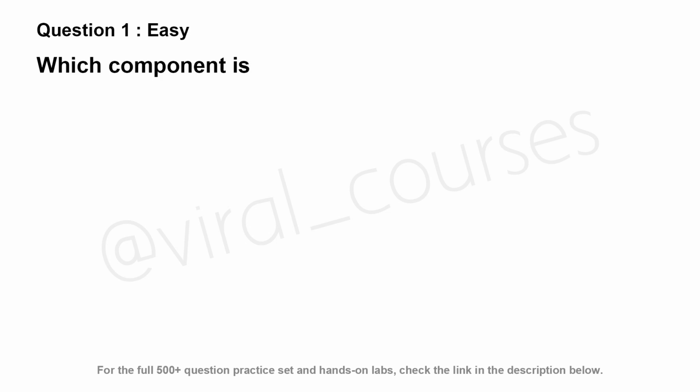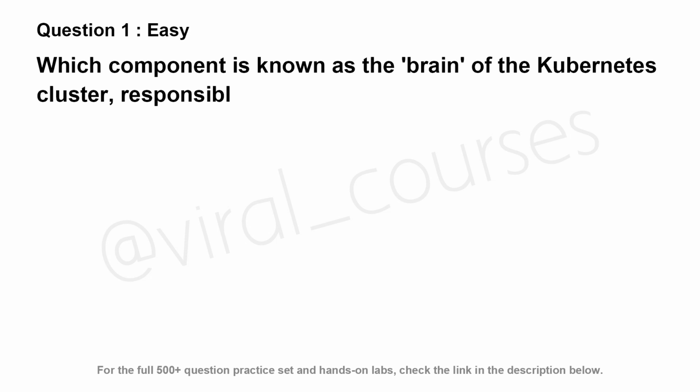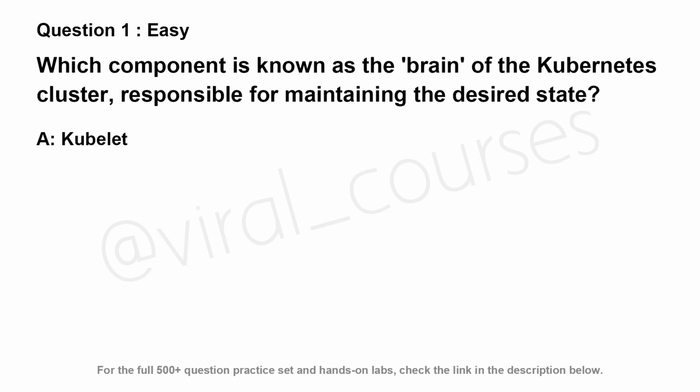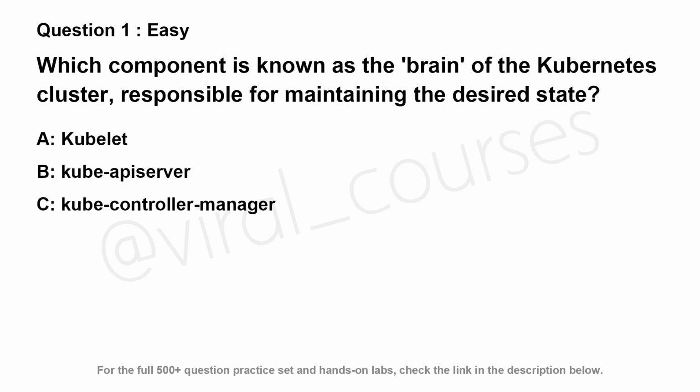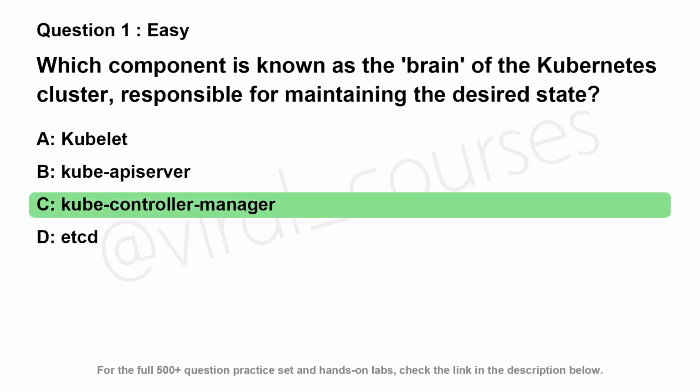Which component is known as the brain of the Kubernetes cluster, responsible for maintaining the desired state? Option A, kubelet. Option B, kube-apiserver. Option C, kube-controller-manager. Option D, etcd. The correct answer is C.